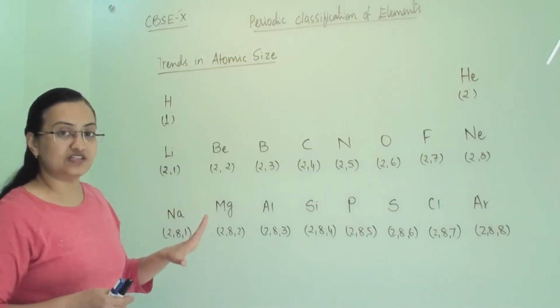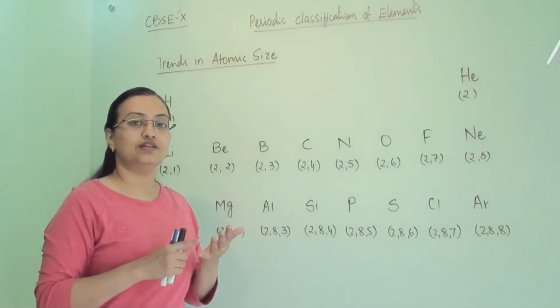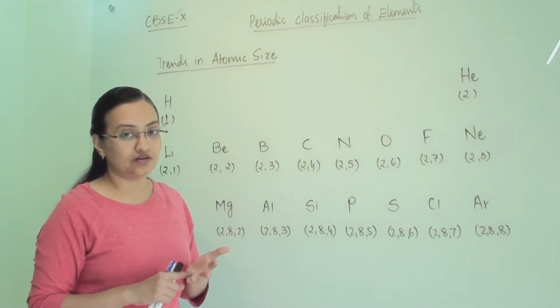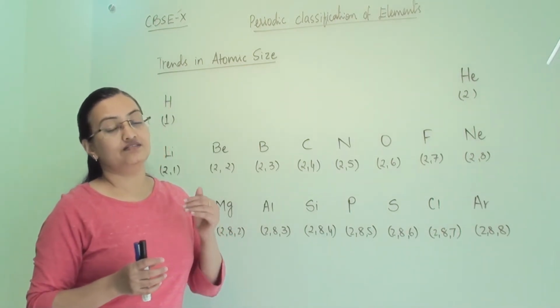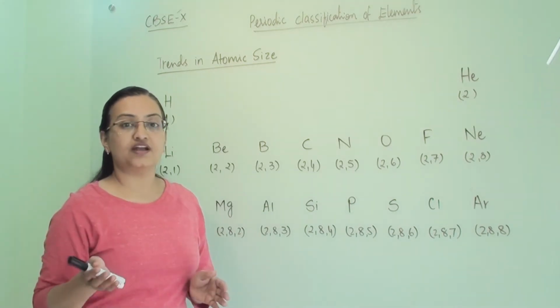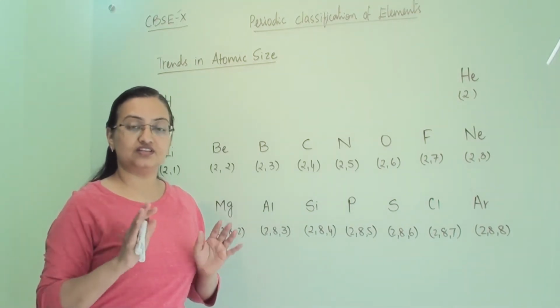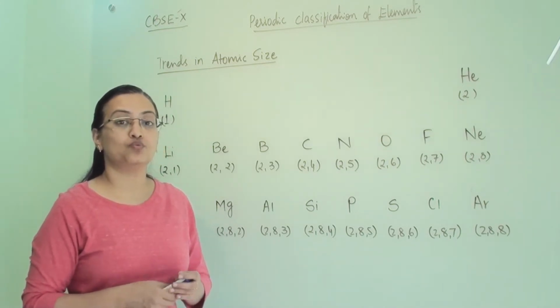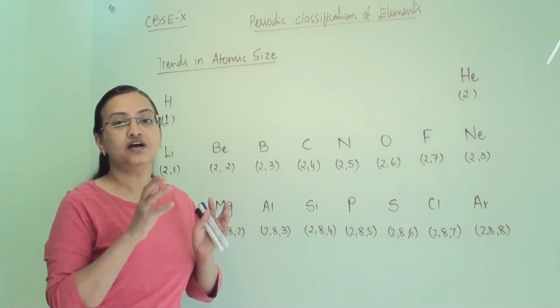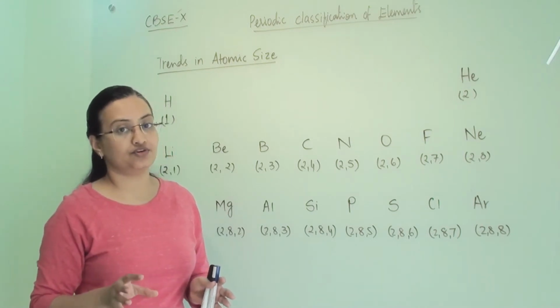So till 20 we have to remember all the elements' names, their atomic number, their electronic distribution and their valencies, and which kind of ions they will generate, whether they will generate a positive ion or a negative ion. All those information we can derive from atomic number and electronic distribution.